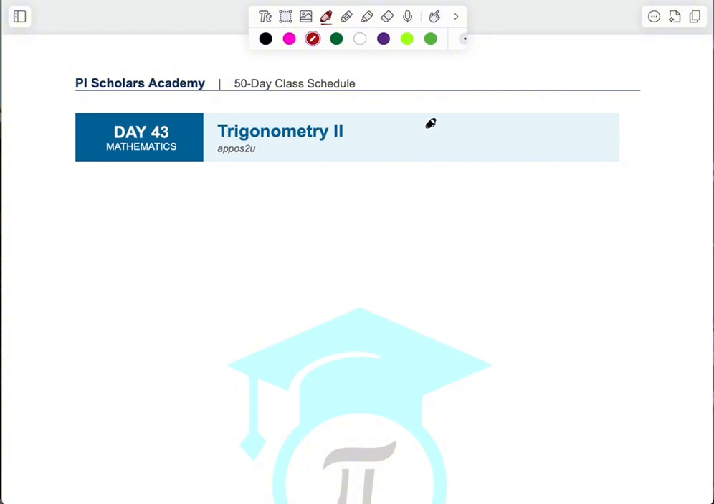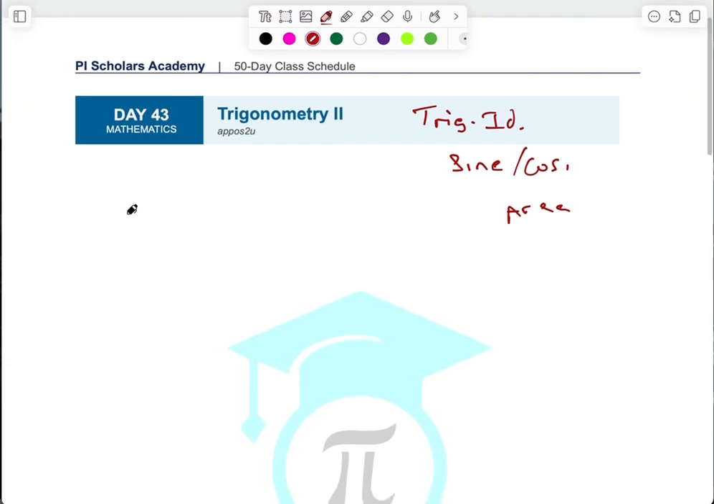I'll be introducing you to some basic trigonometry identities. Then we'll talk about the sine rule and the cosine rule. Then we'll look at the area of a triangle as well. So these are the three things I'm going to be discussing majorly in today's class. So let's start with trigonometry identities. There are a lot of them, but I'm going to be basically talking about just three of them in this class.